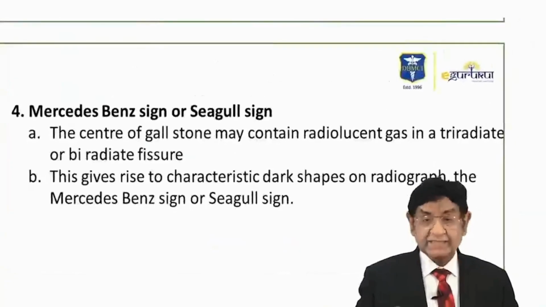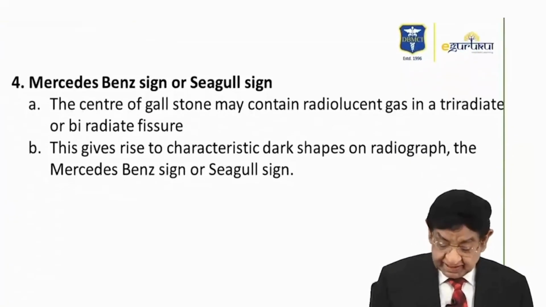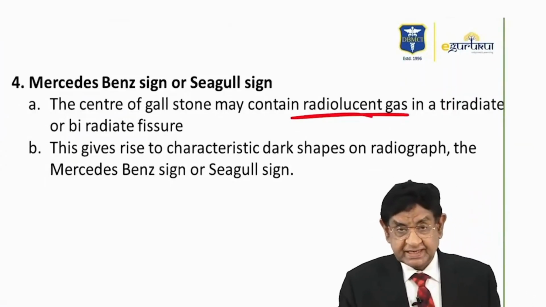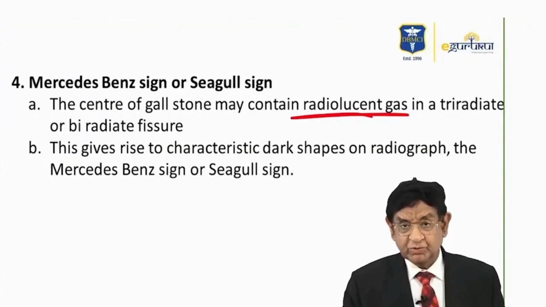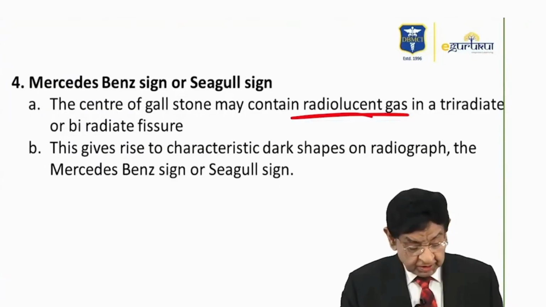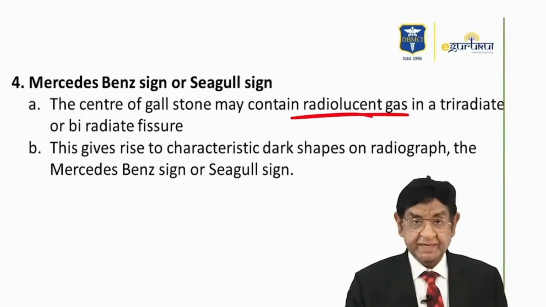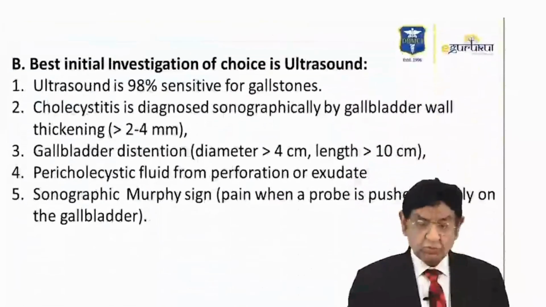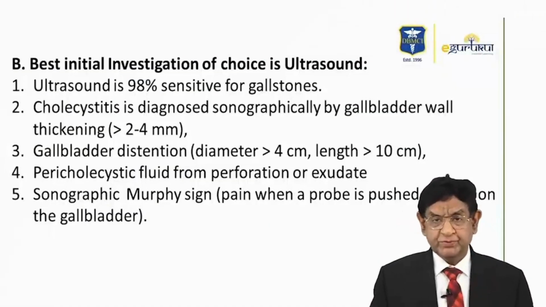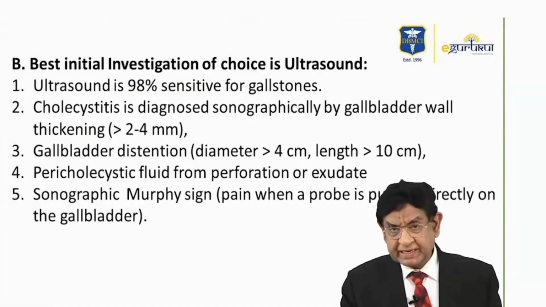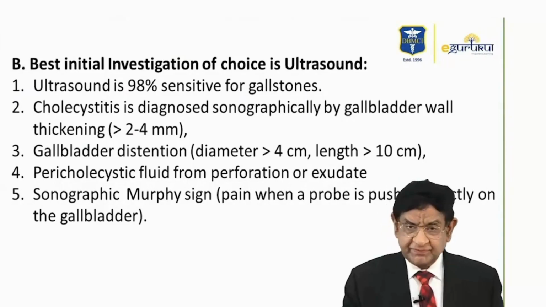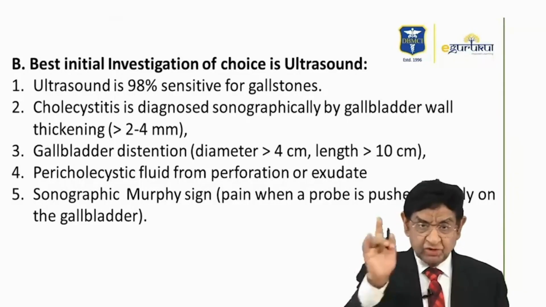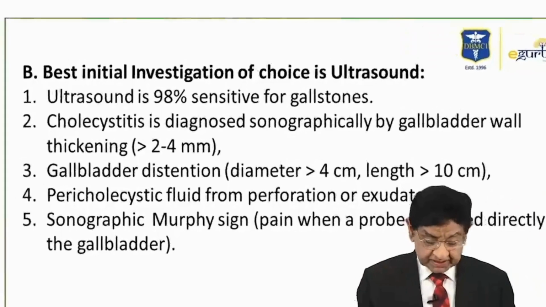So why does this happen? Because they may contain air or gas. The center of the gallstone may contain some air, and that gives you an opaque shadow, the so-called Mercedes-Benz sign. So for exam point of view, we talk about X-ray, but for all practical purposes, Murphy's sign positive, then the next line of management is not X-ray, but the ultrasound.